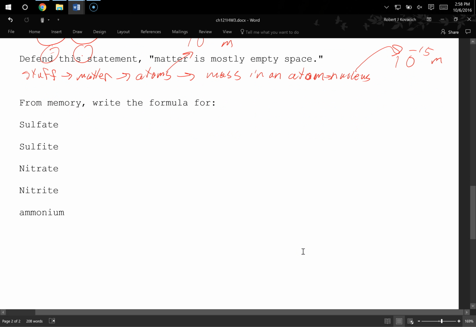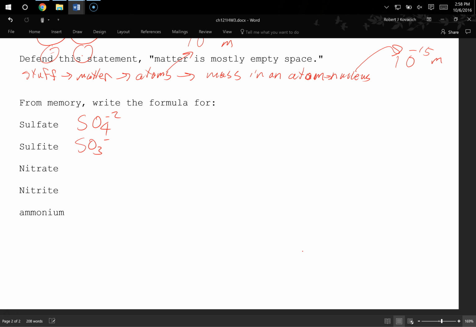How about sulfate? SO4 minus 2. Sulfite? SO3 minus 2. Nitrate? NO3 minus. So now that I know nitrate, what's nitrite? I know, NO2 minus. And then the ammonium? NH4 plus. It's one of the only positive ones on that list of polyatomic ions.